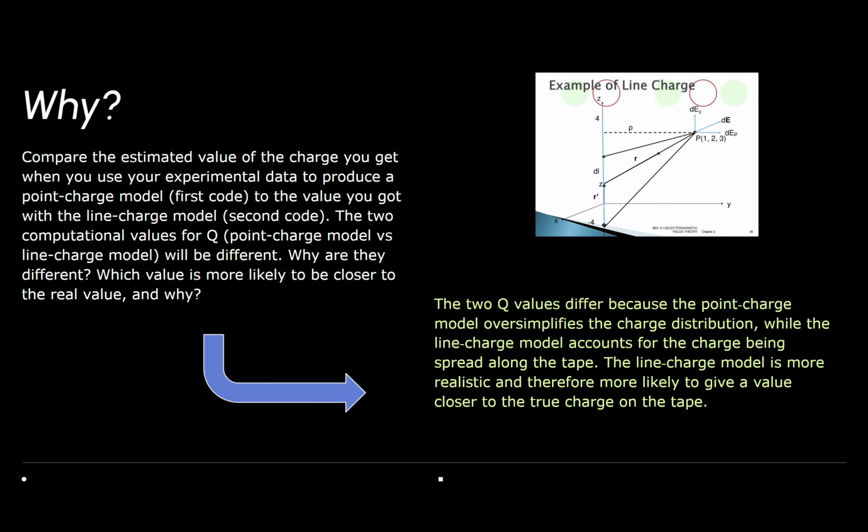For the whys, when we compare the estimated value of the charge you get when you use your experimental data to produce a point charge model, the first code, to the value you got with the line charge model, the second code, the two computational values for q will be different. Why are they different, and which value is more likely to be closer? Simply, the line charge will be more accurate because the single point charge is too oversimplified and it's not realistic.